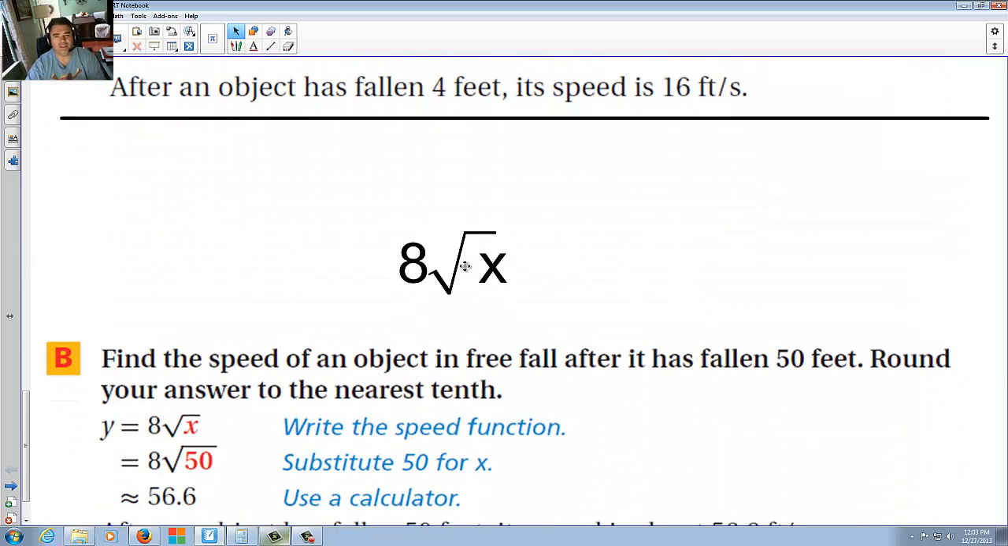Now take a look at this here. Again, 8 square root of x. We'll say an object falls 50 feet, so you root 50. Now when you root 50, you'll know that's not exactly a whole number, because the square root of 49 is 7, but the square root of 50 is going to be 7.1 and some change. Well, you root 50, which is 7.1 something, times 8, and you'll get 56.6.